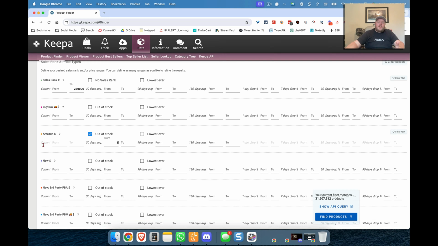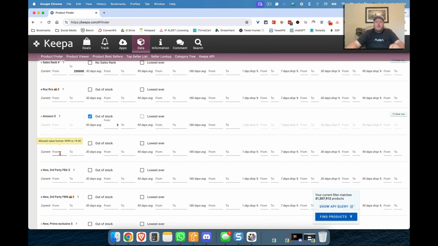Okay. But then in the new section, what I want to do is I want to see items where the current price is at least double what Amazon's 30-day average price is. So in the current price, we're going to put in $10 here. We're going to leave the to blank. Now, this is not going to be perfect, but it's really going to cut down on a lot of products, and it's going to give us those products where the sell price from a new third-party seller, whether they're FBA or FBM, is at least double that $5 price at a minimum.